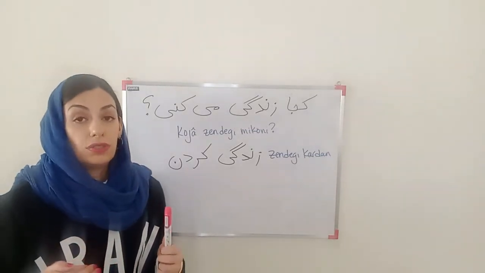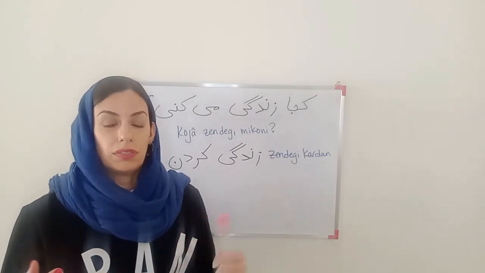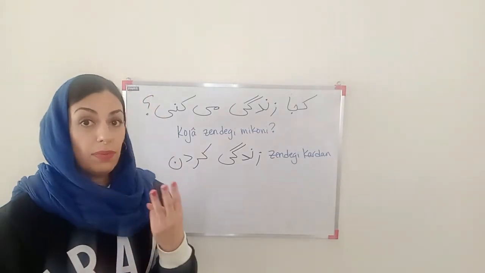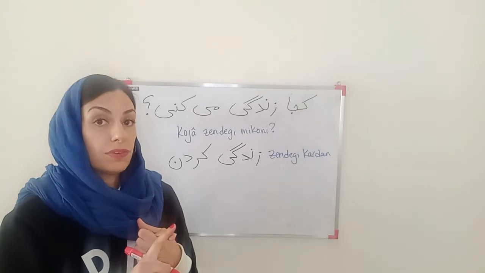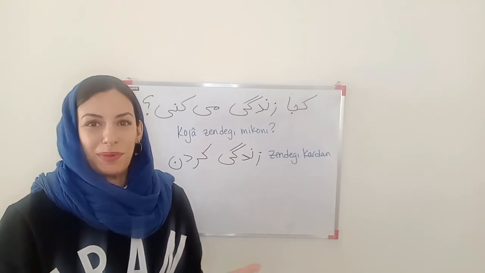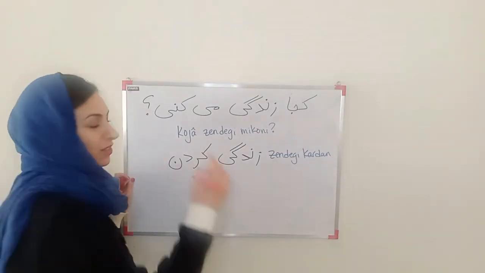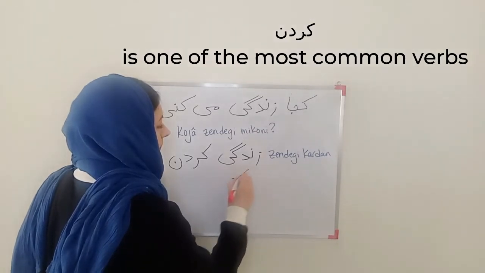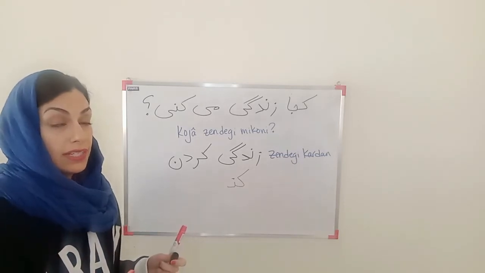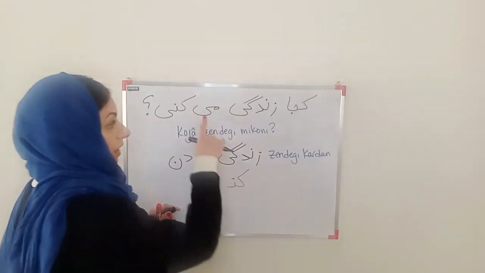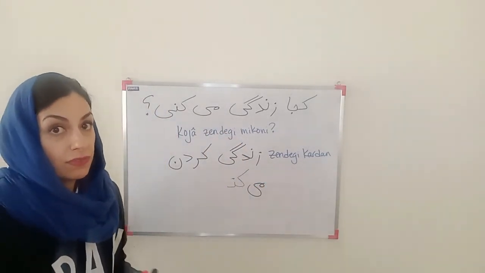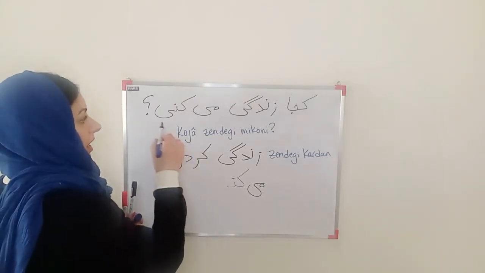And to conjugate it into the simple present, which is the form we use to talk about facts and everyday routines, we need three parts. We need the root of the verb, a prefix, and a suffix. The root is just something that you'll have to memorize. And in our case, for kardan, the root is going to be kun. Then we need to add the prefix. For the simple present tense, the prefix is always going to be mi. And then the suffix, or the ending, for the person, which is going to change.